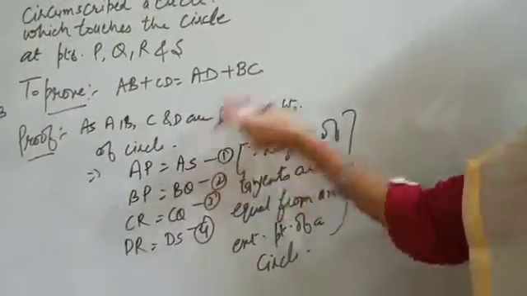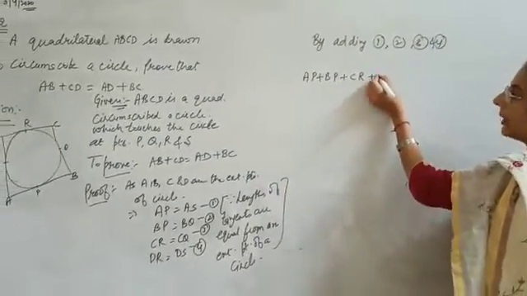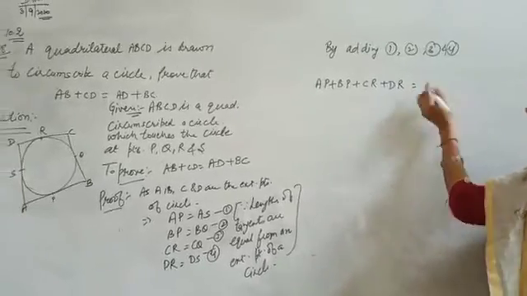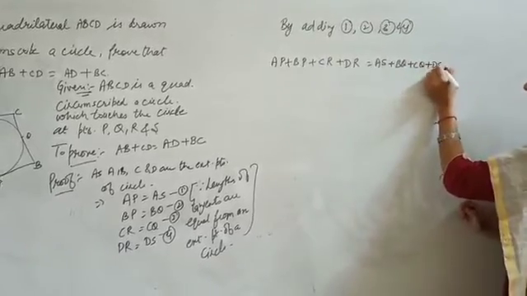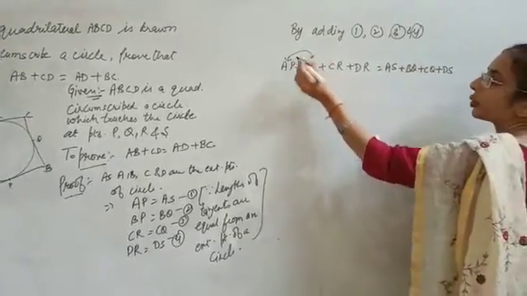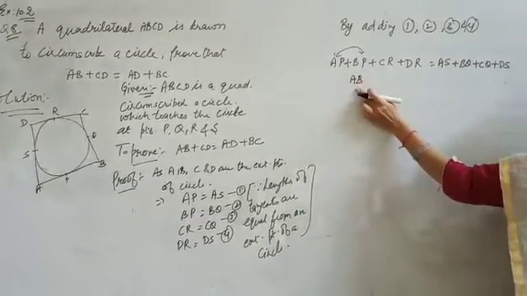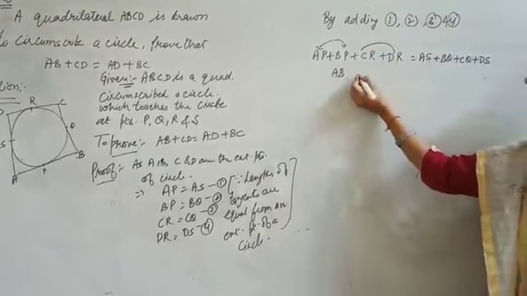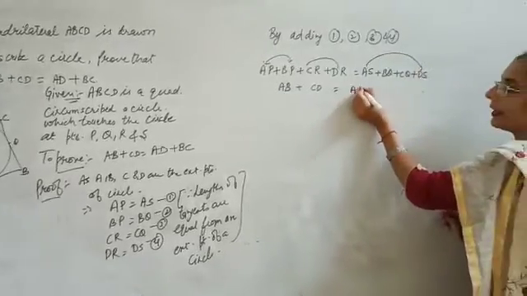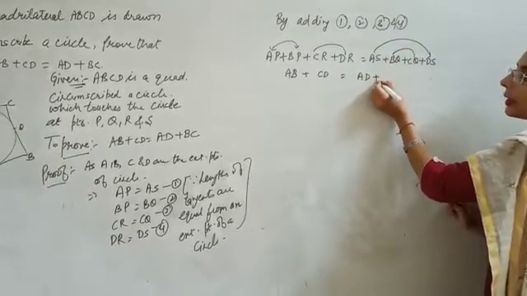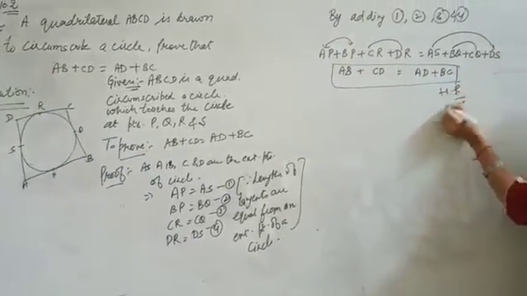Now you can see on the left hand side we have AP plus BP plus CR plus DR, and on the right hand side AS plus BQ plus CQ plus DS. AP and BP added make AB, CR and DR added make CD, AS and DS added make AD, and BQ and CQ added make BC. So this is the required proof which we wanted to prove in this question.